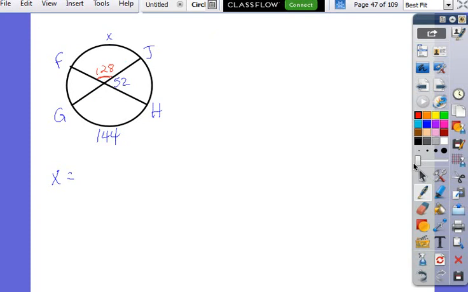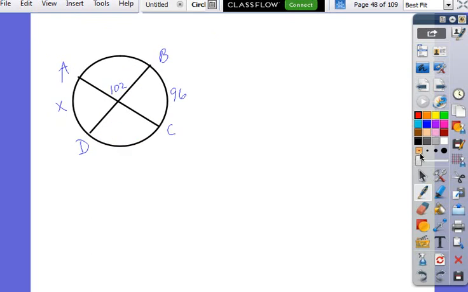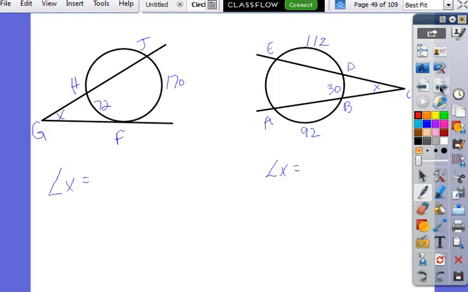So then, if we've got the angle, we can do the shortcut. What's the shortcut? How much higher or lower is the one that you have? 128 and 144 is 16 higher, so that's got to be 16 lower. Half of the big arc minus the little arc. The only one you're going to do that on is when the angle's outside.